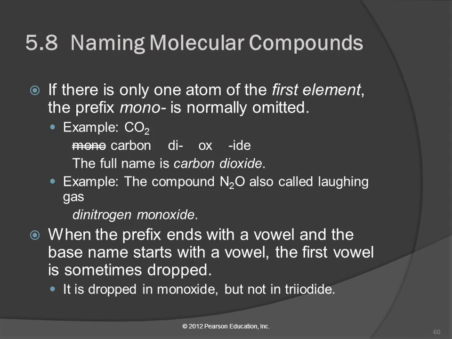So if there's only one atom of the first element, we usually do not use the prefix mono, because mono means 1, and chemists hate the number 1, right? So on the first element, we usually leave that off.